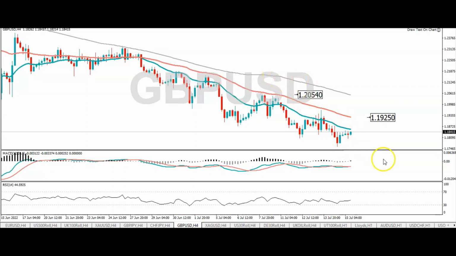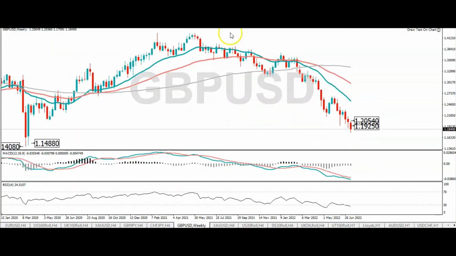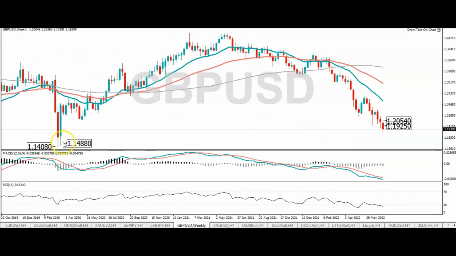Looking at the recent price action, we can see the market has been moving lower. While GBPUSD continues to hold below these three simple moving averages, it's likely the medium-term downward trend will continue. A move lower from here could see it retest 1.1488, and a break below that could see a target 1.1408.